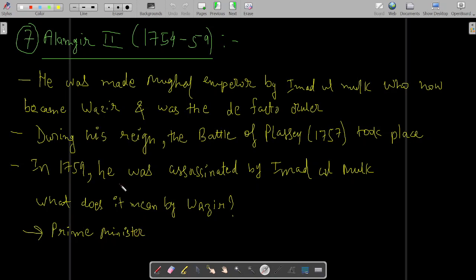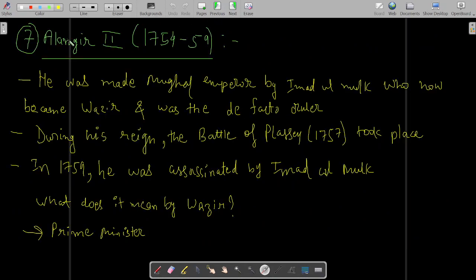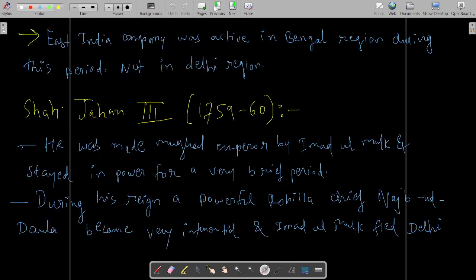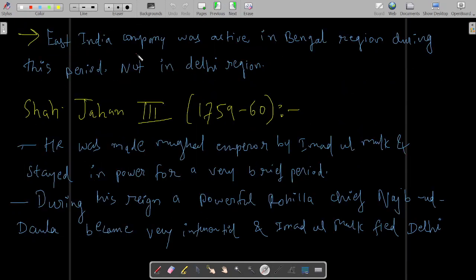Wazir means Prime Minister. East India Company was active in the Bengal region. Now we will learn one more fact, that during the rule of Alamgir II, the East India Company was not active in Delhi. During the period from 1754 to 1759, the East India Company was active in the Bengal region, not in the Delhi region.